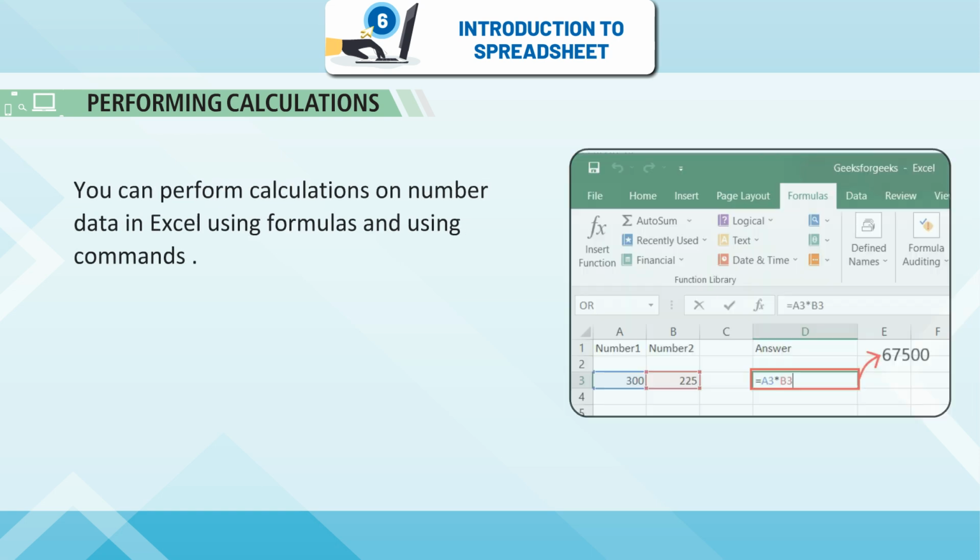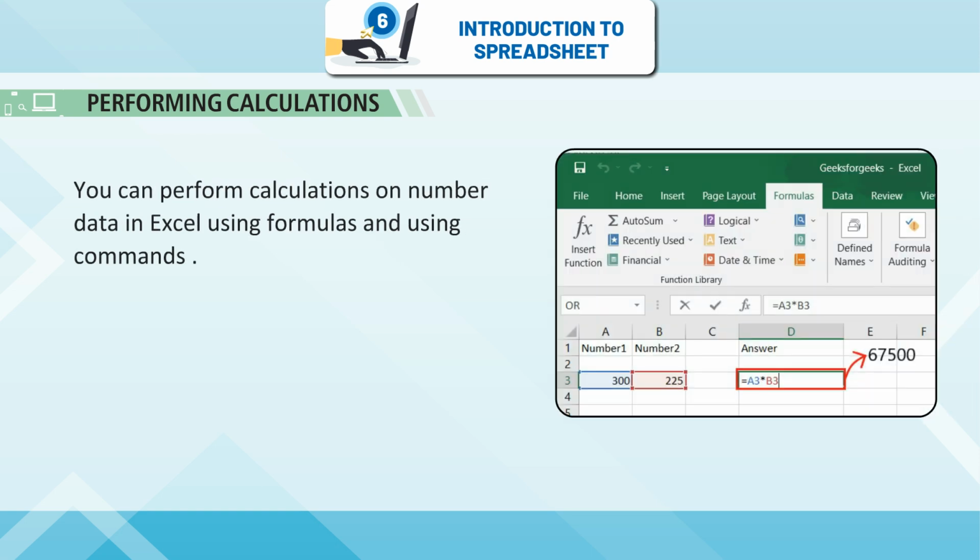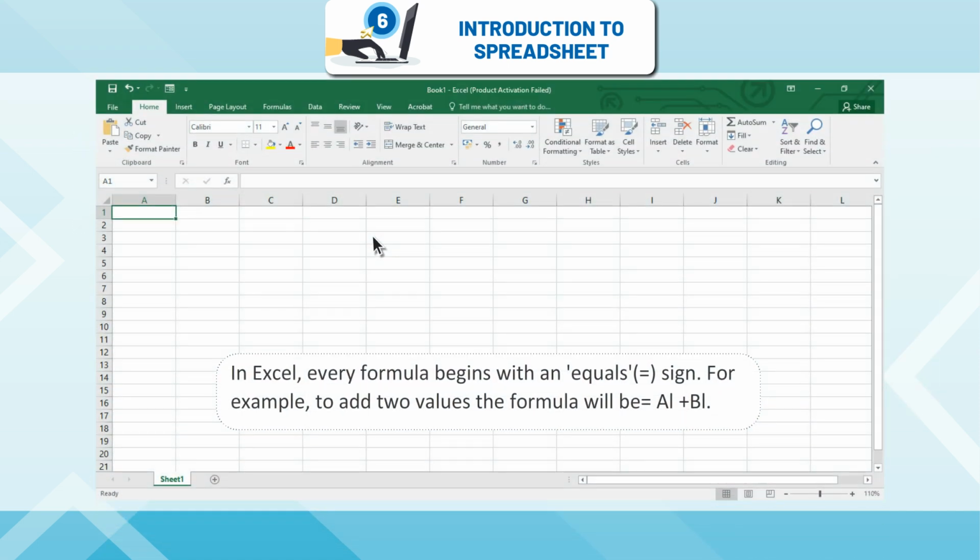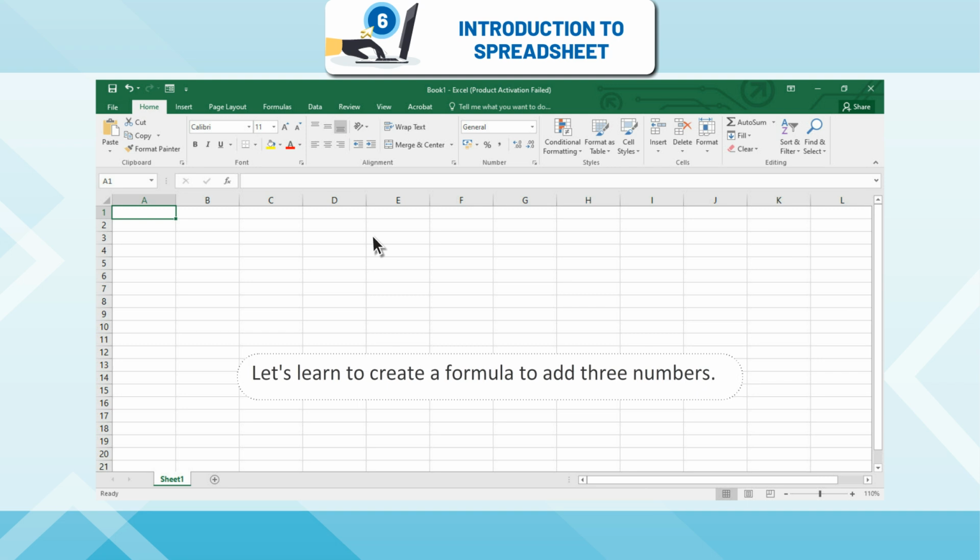Performing calculations. You can perform calculations on number data in Excel using formulas and using commands. Using formula. In Excel, every formula begins with an equal sign. For example, to add two values, the formula will be equal to A1 plus B1.